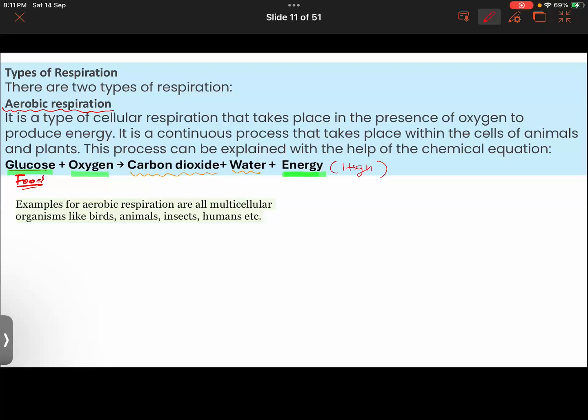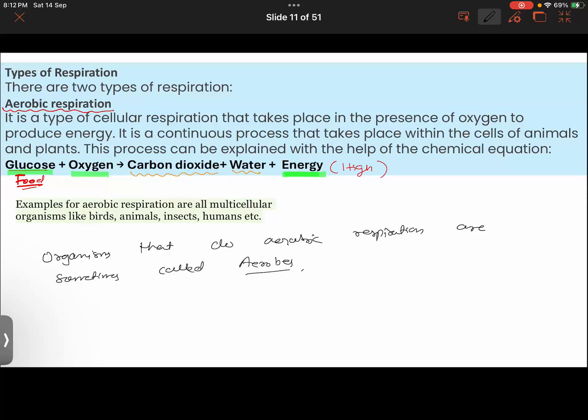Also, many times the organisms that do aerobic respiration are sometimes called aerobes. Aerobes. Sometimes we know them by this name. So this is the term we sometimes use for them.